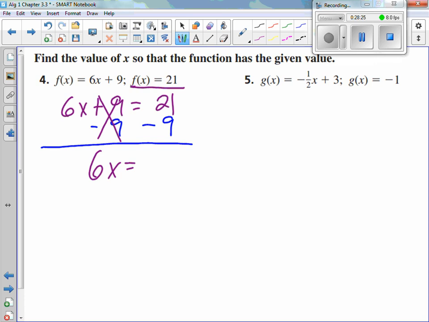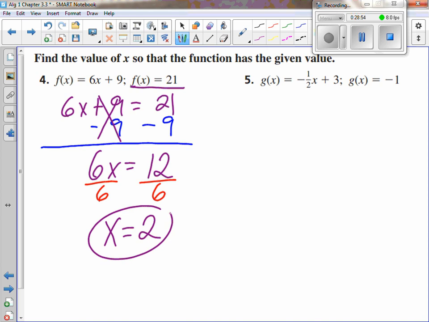21 minus 9 is 12. You can do that in the calculator. 21 minus 9. Go on and do it. Make sure I got it right. Did y'all get 12? And then what do we do next? We would divide both sides by 6. And so we get x is equal to 2. Any other questions on this here? Any questions on anything we've done so far?